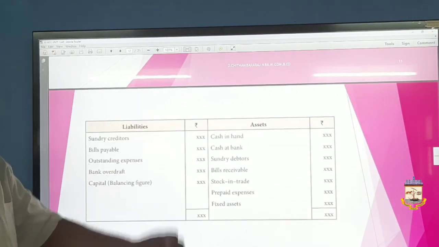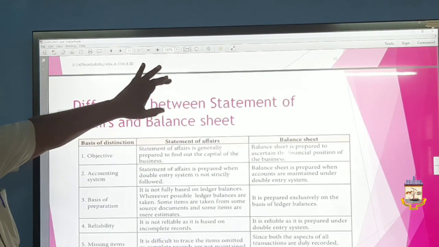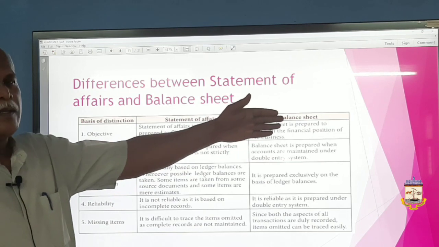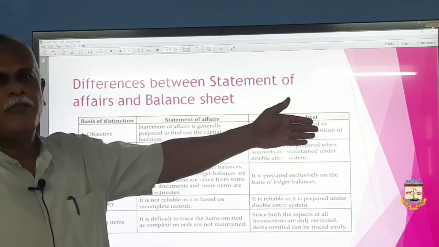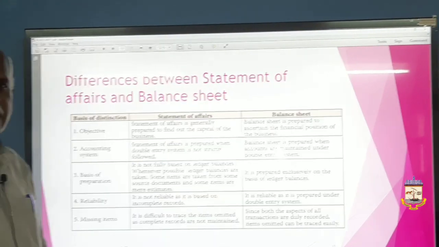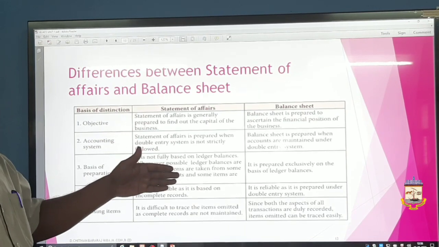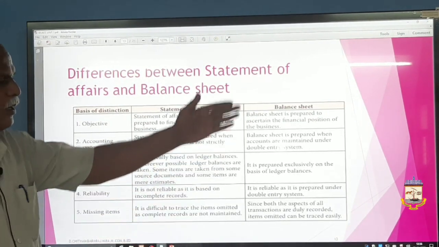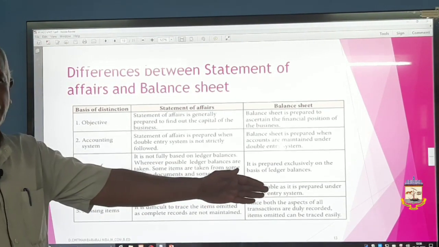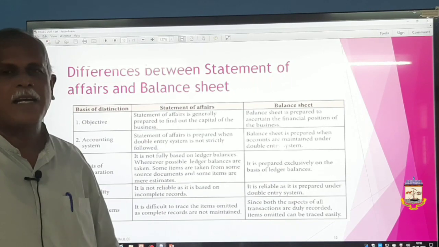This is how a statement of affairs looks like. And the difference between a statement of affairs and a balance sheet: Objective, for what it is prepared: the statement of affairs is to find out capital; the balance sheet is to find out the financial position. Accounting system: the statement of affairs is prepared under incomplete books; the balance sheet is prepared under the double entry system. Basis: on the basis of records available; on the basis of ledger balances. Reliability: not reliable; reliable. Missing items: difficult to trace; errors can easily be found out.